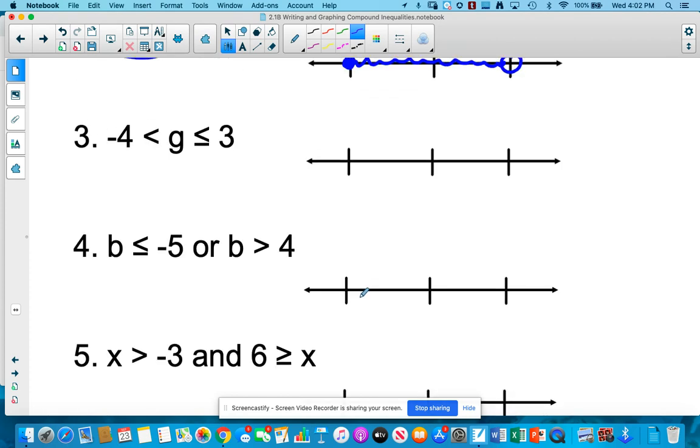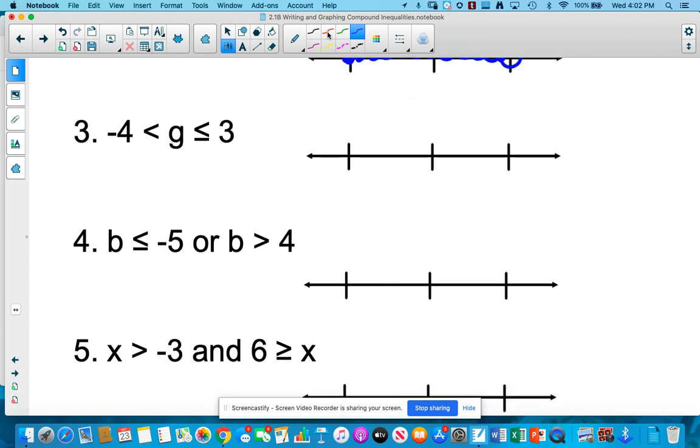All right, try these 3 on your own, pause it, and then you'll see how you did. All right, so and statement, -4 and 3. If it is and, I know I'm shading in the middle. And then I could look at less than or equal to, closed circle, greater than, open circle. And so is this stating G is less than or equal to 3 and greater than or equal to -4? Yep.